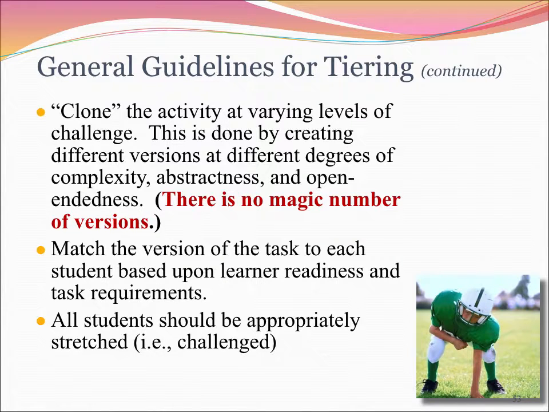Now what you do is you take that activity and you clone the activity at varying levels of challenge. This is done by creating different versions at different degrees of complexity, abstractness, open-endedness. I want you to know that while we typically think of 3 levels, ready to go, just ready, and not quite ready, there really is no magic number of versions. The number of versions that you need is based on what your data says about the readiness of your students.